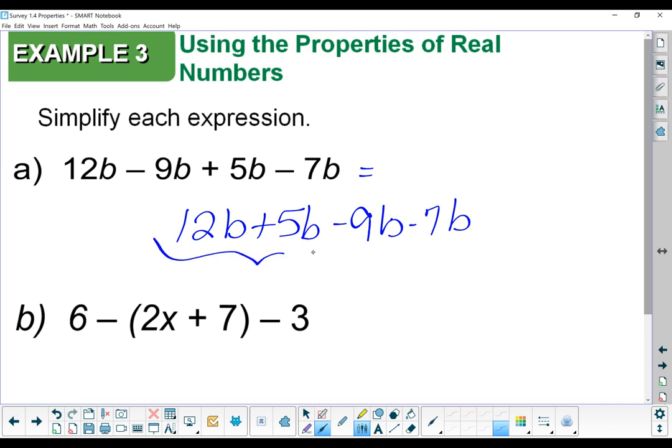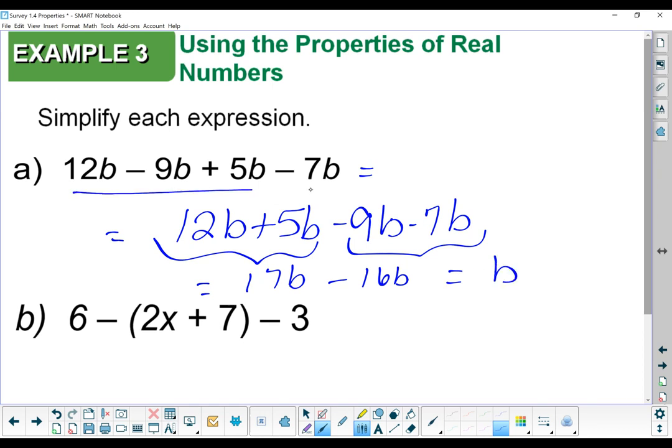In my head, I'm going to add my positives together and my negatives together and then work them finally as the last step. So I get 17b, I say these are equal, 17b minus 16b. And for me, that's just faster. So 17 minus 16 gives me 1b. Obviously, there's nothing wrong with going left to right either. We would come up with 1b as our answer as well.